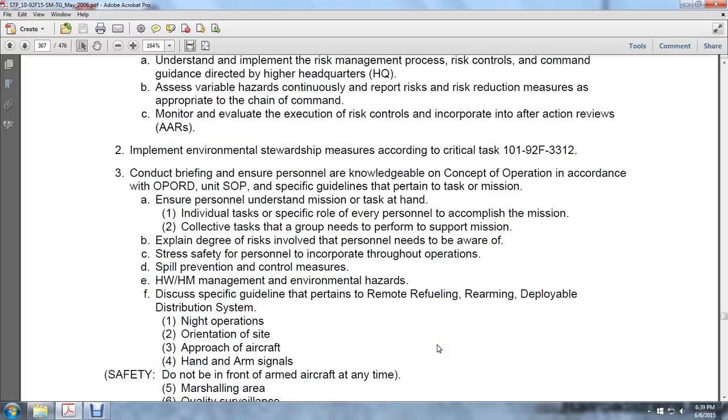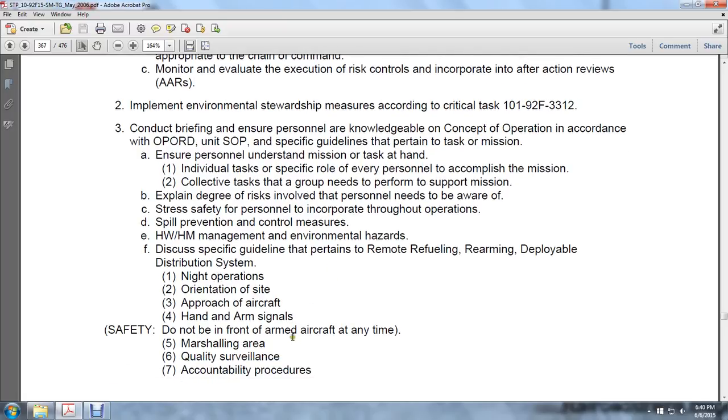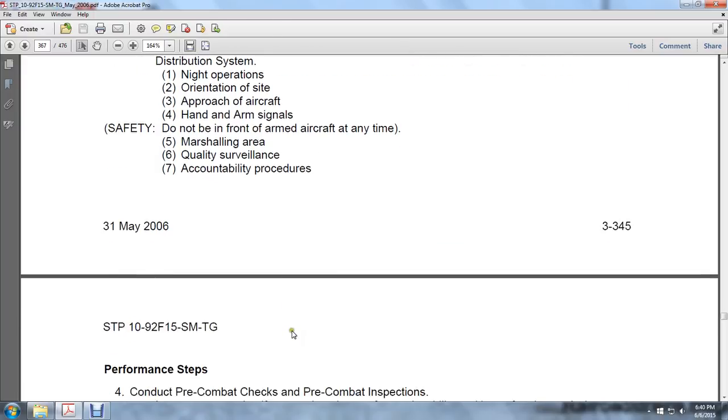Explain the degree of risk involved that personnel need to be aware of. Stress safety of personnel to incorporate throughout operations, spill prevention control measures, hazardous waste, hazardous material management, environmental hazards. Discuss specific guidelines that pertain to the remote refueling, rearming, deployment distribution system, night operations, approach of aircraft, hand and arm signals. Do not be in front of the armed aircraft at any time. Marshalling area, quality surveillance, accountability procedures.